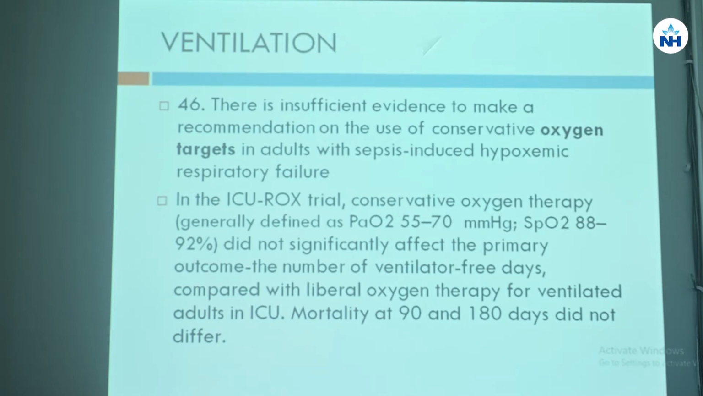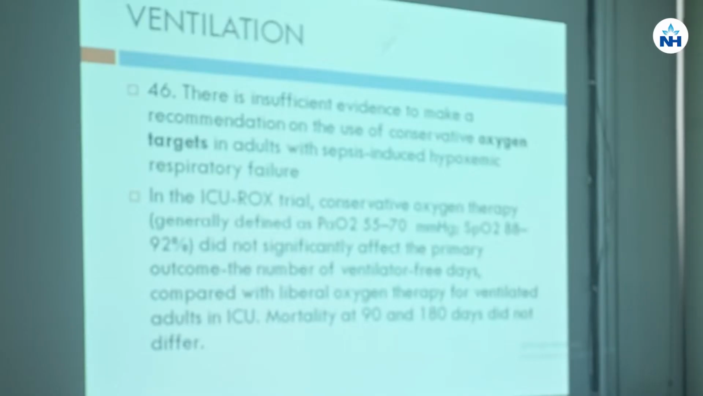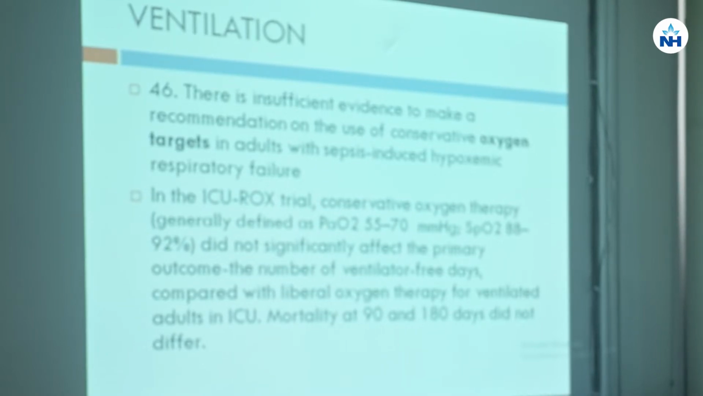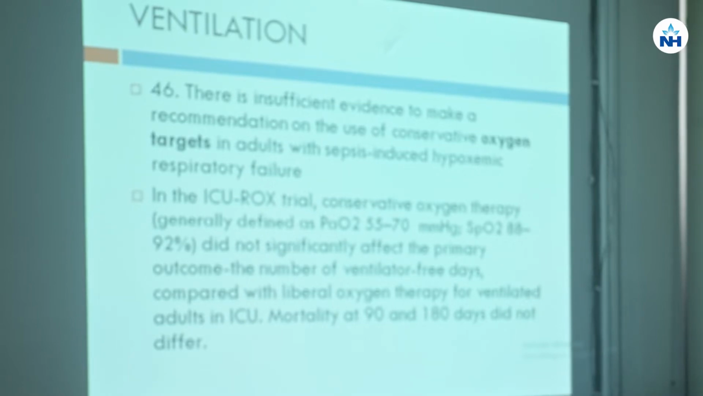Now, oxygen targets. Conservative oxygen therapy, which is generally defined as a PaO2 of 55 to 70 with SpO2 targeting 92%, did not significantly affect the primary outcome, which is the number of ventilator-free days, compared with liberal oxygen therapy for ventilated patients in ICU. So mortality at 90 and 180 days did not differ.